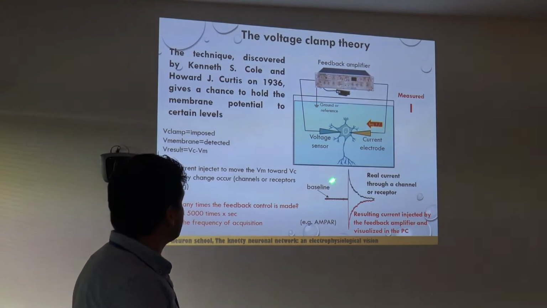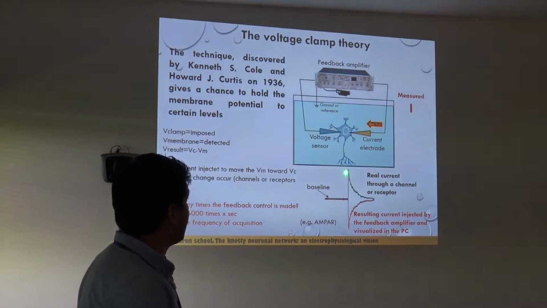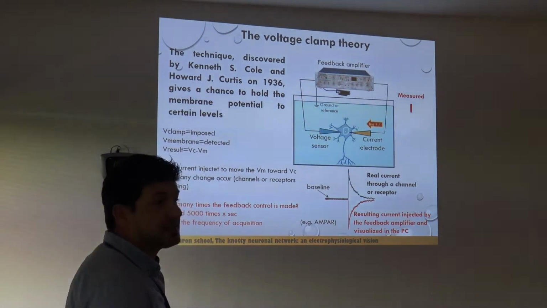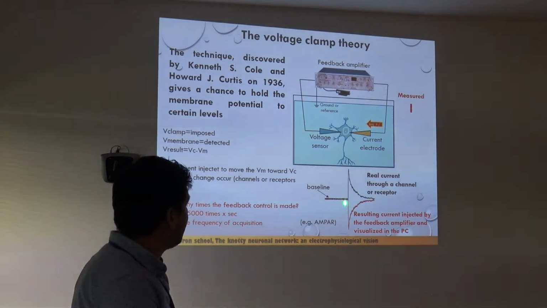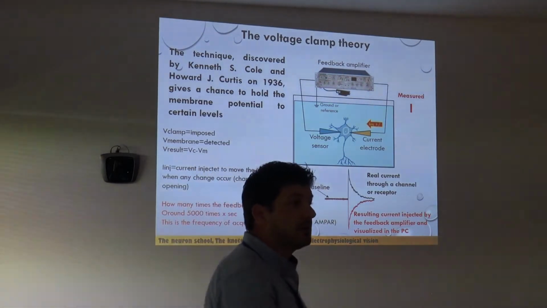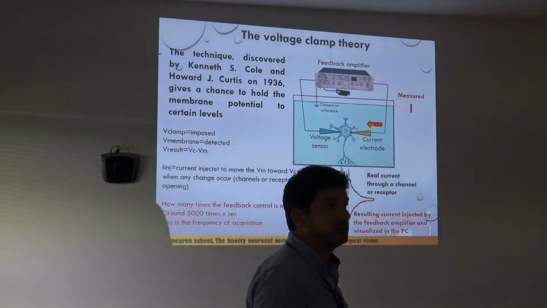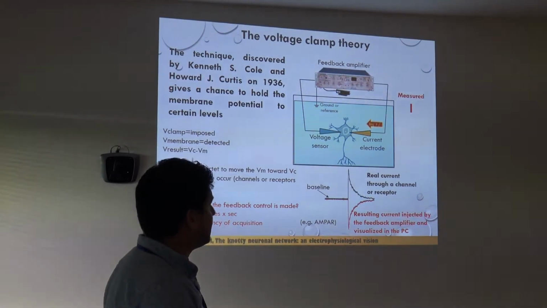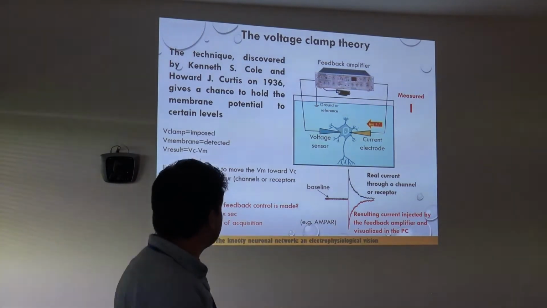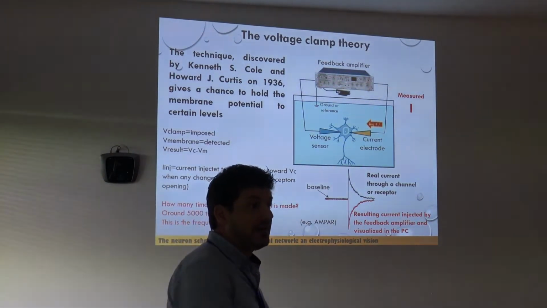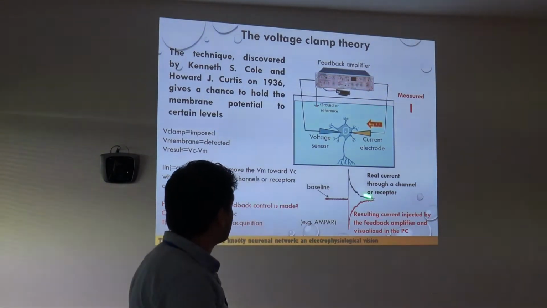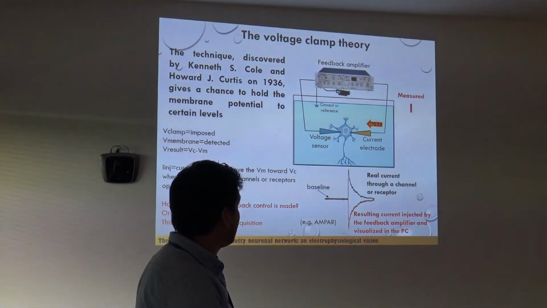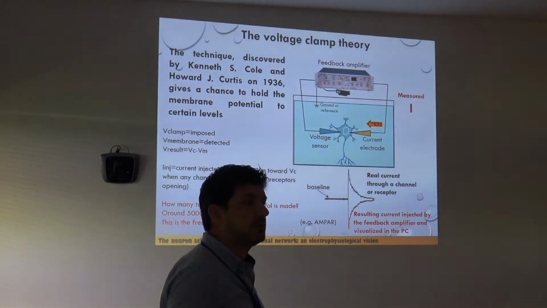Here you can see a typical current, a real current. So what is really happening in the membrane? You have a positive current going inside the cell, and in the PC you can see the negative current that the amplifier needs to inject in order to fix the voltage of the membrane to the holding voltage. So the red one is the theoretical current that the amplifier needs to inject, and the black one is the real current that is happening in the membrane.